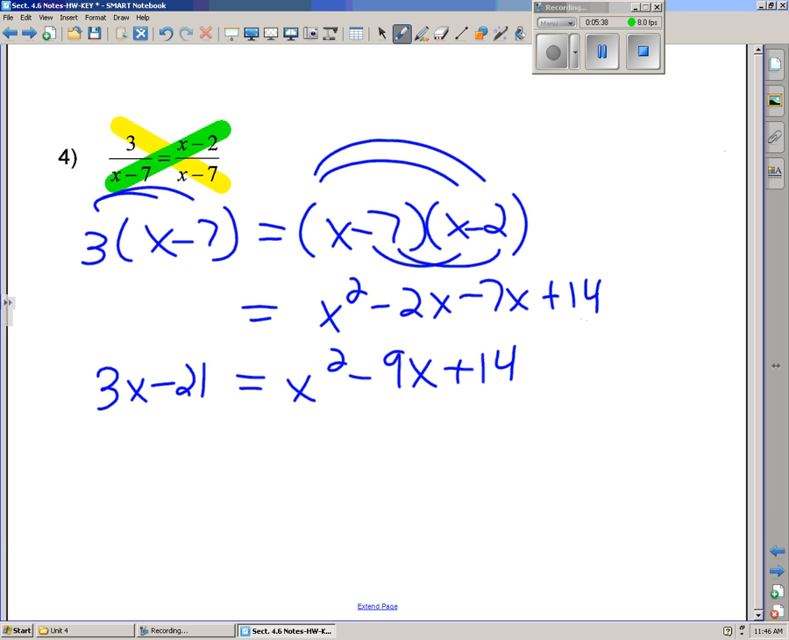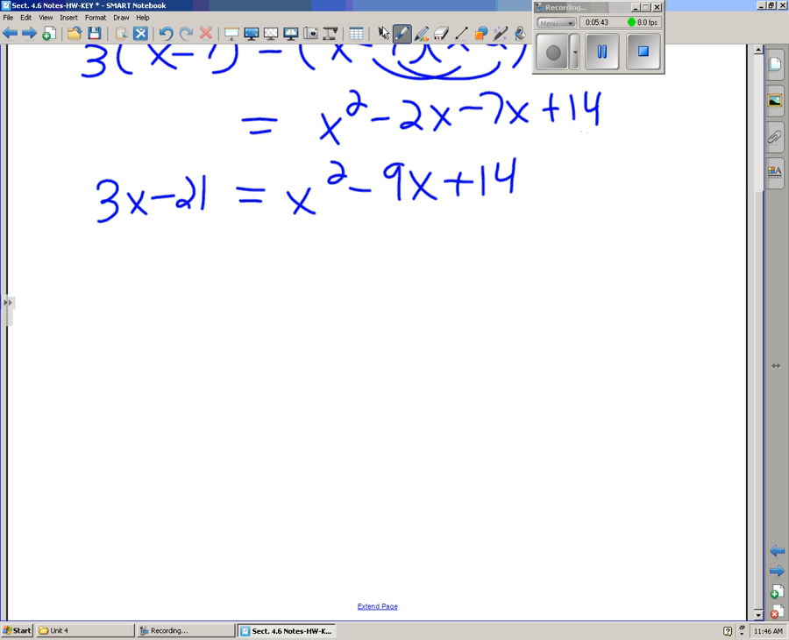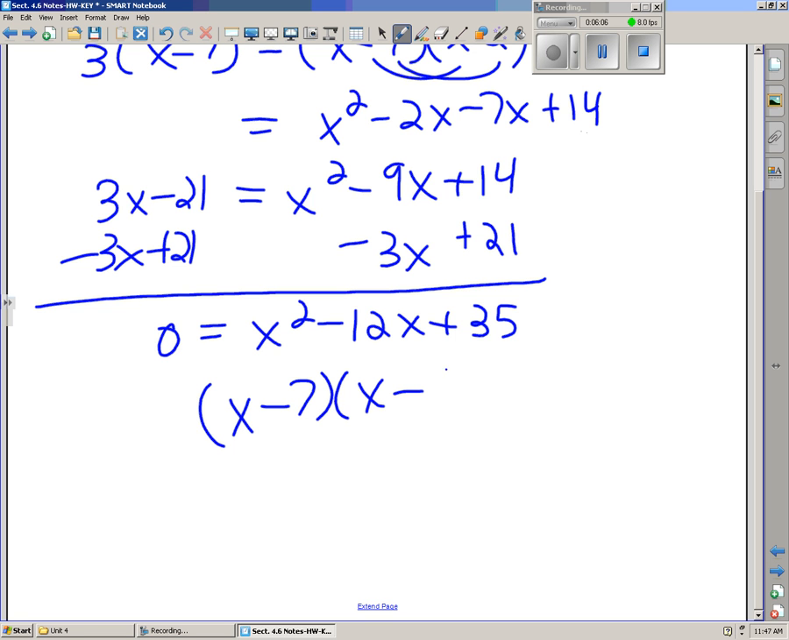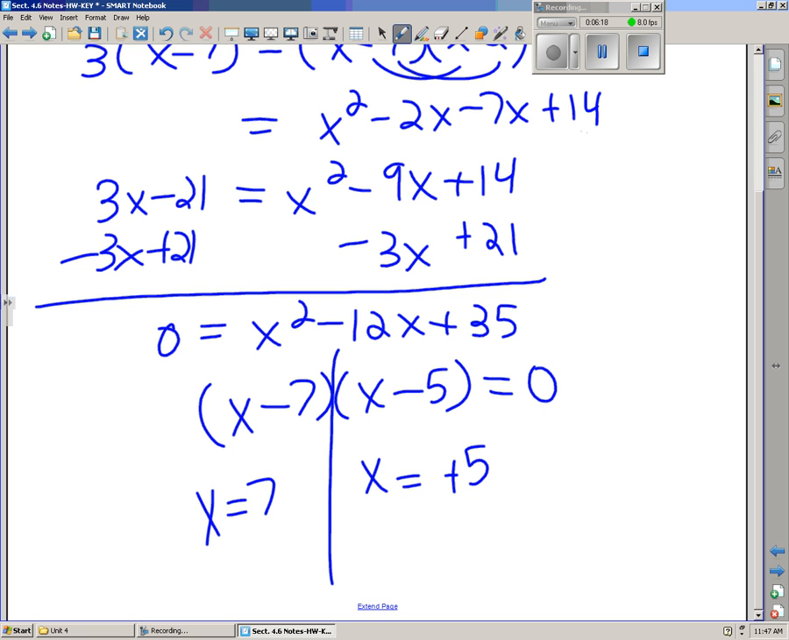We have a quadratic. We need to set the equation equal to 0, factor, and solve. So we are going to subtract 3x from both sides. We're also going to add 21 to both sides, being left with 0 equal to x squared minus 12x plus 35. Now we need to factor this trinomial, and it factors as x minus 7, x minus 5 equal to 0. When you solve each piece, you get x is 7, and x is positive 5.